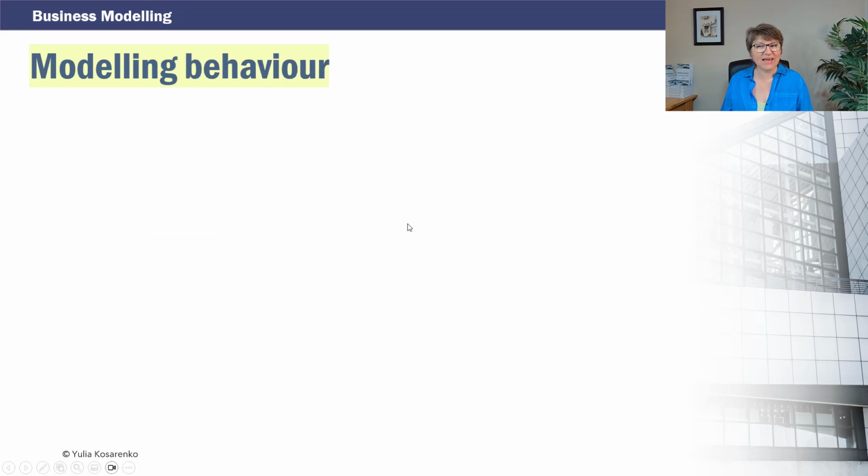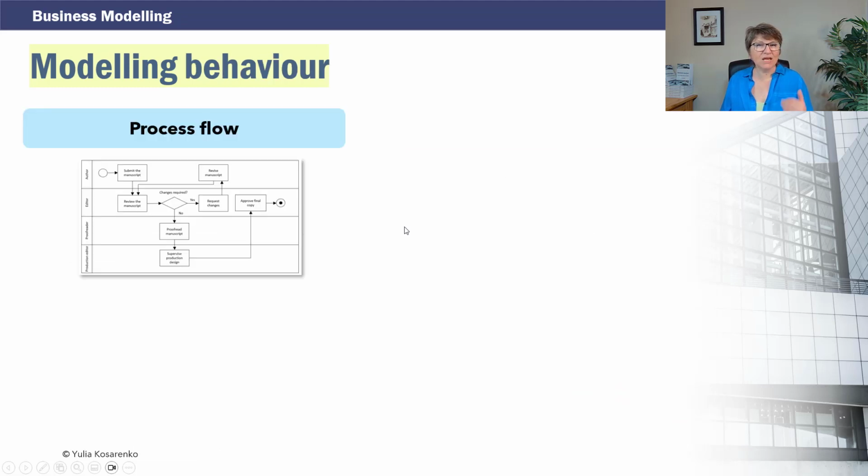Let's take a look at modeling behavior. When we are modeling behavior, the classical example in business analysis and functional analysis, of course, is a process flow. You're modeling a process which is a sequence of activities performed by one or more actors to achieve a result.